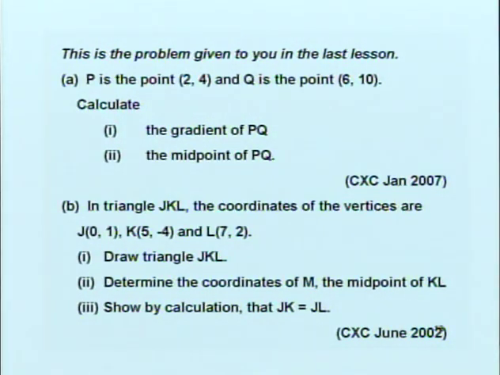Part B of the question. In triangle JKL, the coordinates of the vertices are J(0, 1), K(5, -4), and L(7, 2). Part 1. Draw triangle JKL. Part 2. Determine the coordinates of M, the midpoint of KL. And 3. Show by calculation that JK is equal to JL. And this part of the question is taken from CXC June 2002.